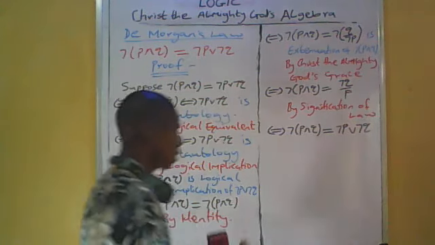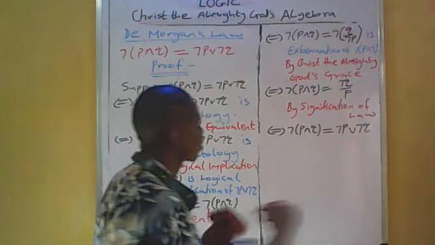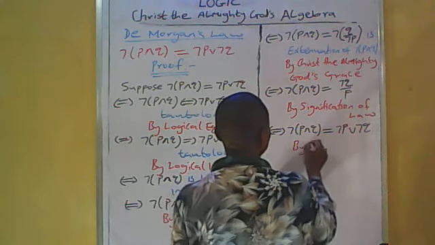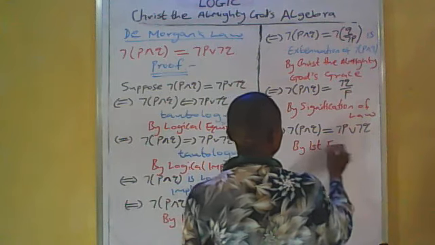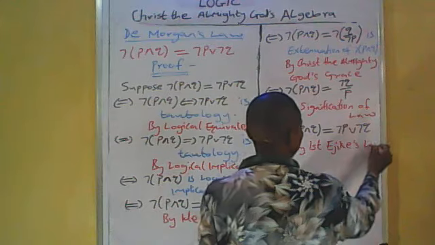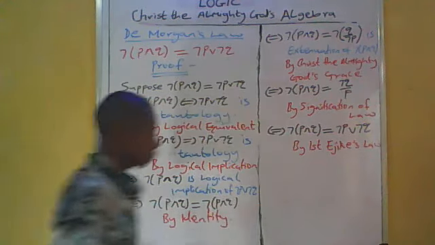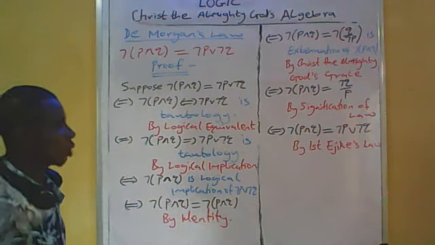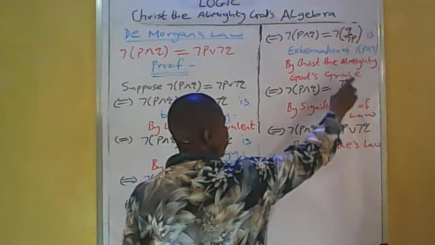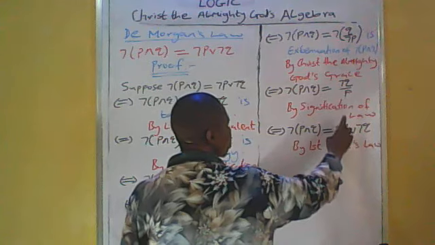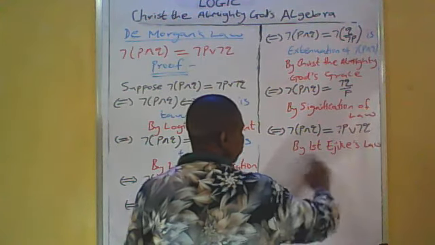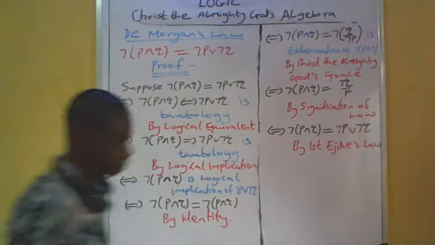Being justified by first educate law. Because we transform this not Q upon P to not P or not Q, a disjunctive statement, through first educate law.